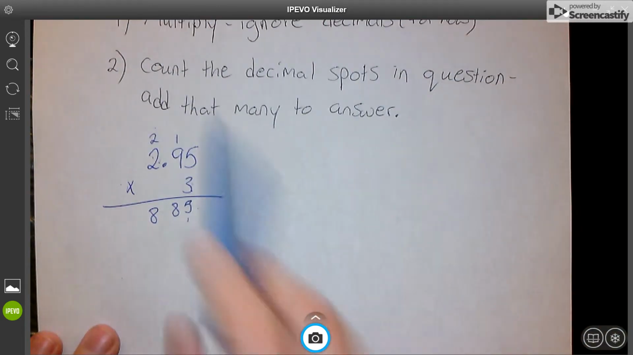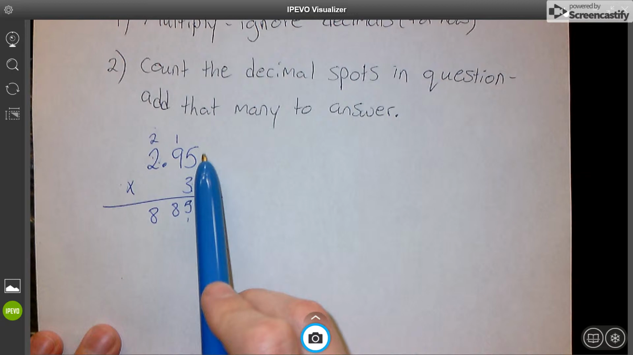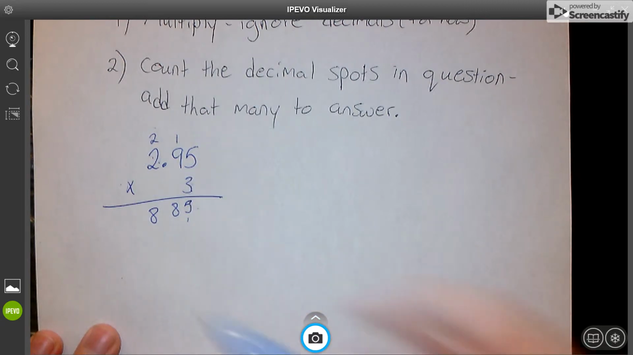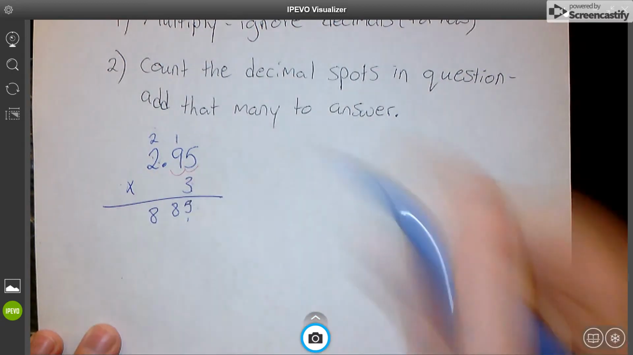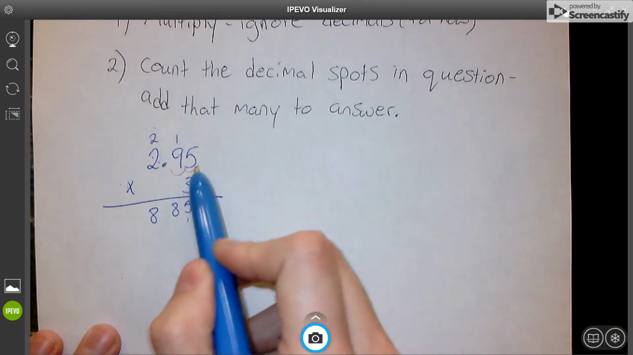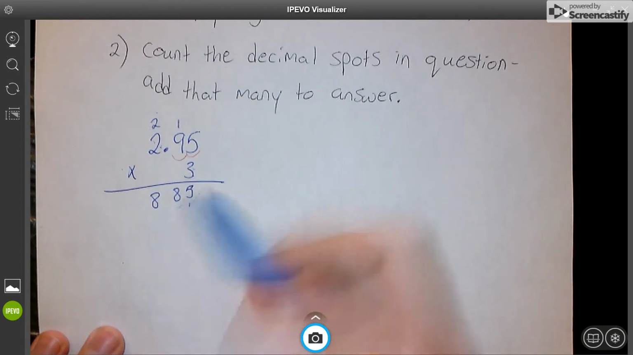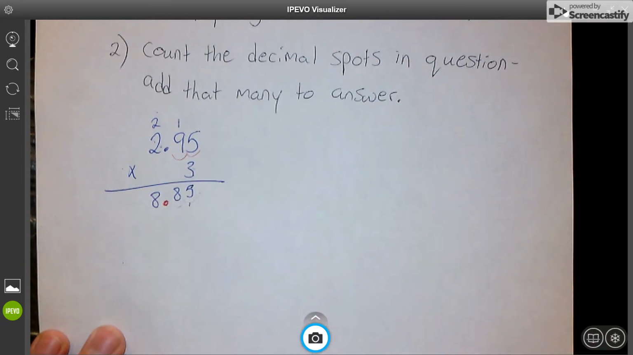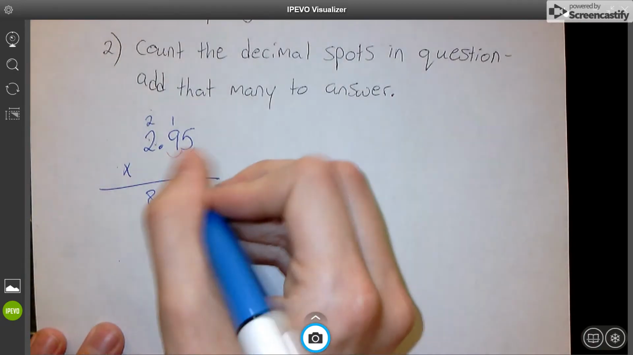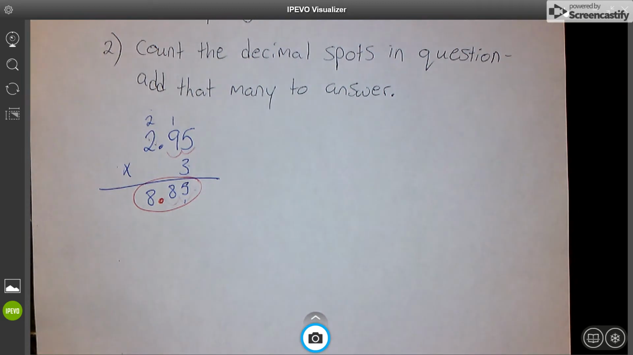Now, here's what I mean by the decimal spots. There are 2 decimal spots in my question, right? So there's 1, 2. That means that I have to add 1, 2 in my answer. So 8.85 is my answer. Okay, on to the next one.